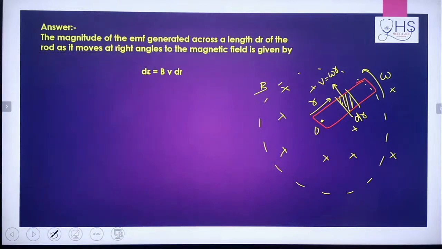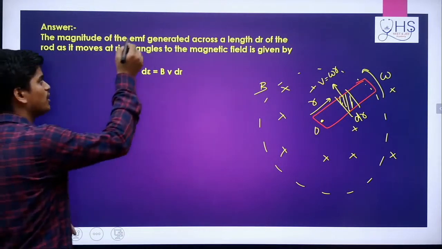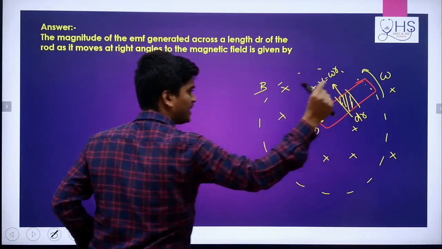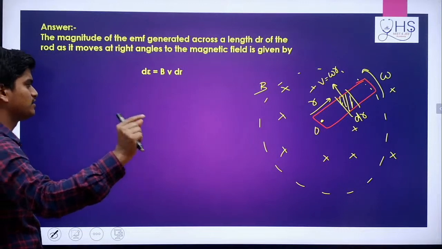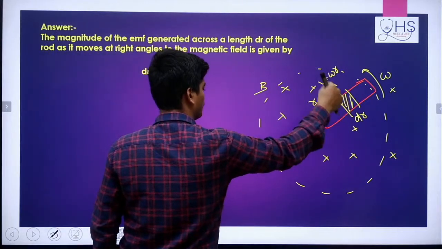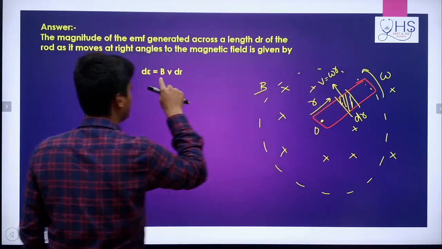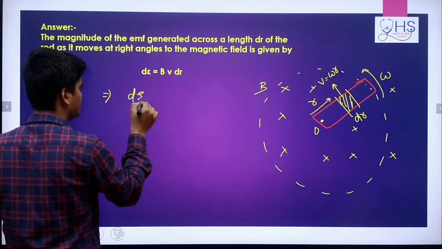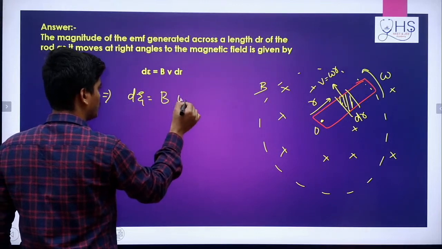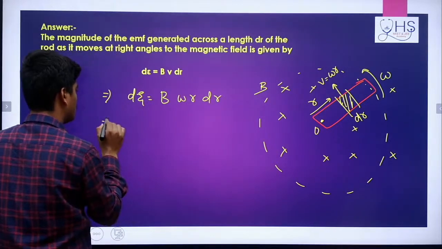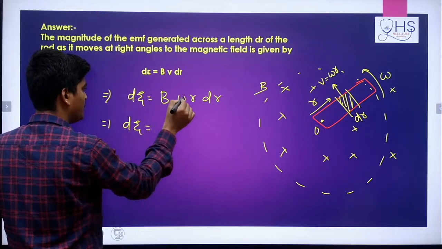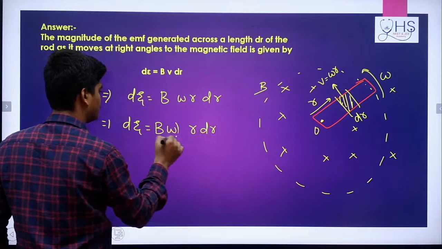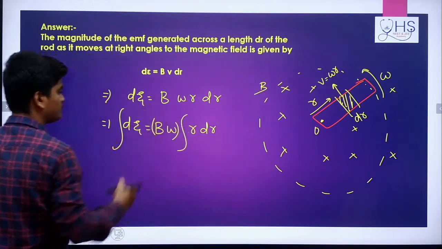Now dE is coming BV dr, because you know EMF equals BLV. So here, for a small element, that length is dr. So the small EMF, moving in a uniform magnetic field with speed V, is BLV or BV dr. Now I can write dE equals B times V, and this V is nothing but omega into r dr. B and omega are constant, so let us take them out, and keep r dr separately. Now you do the integration.